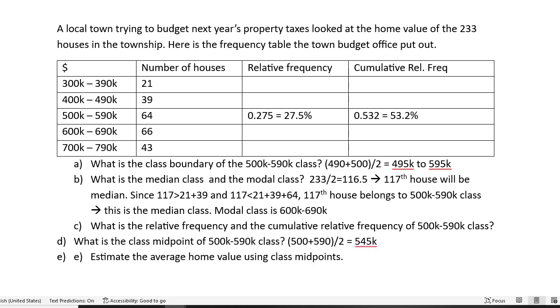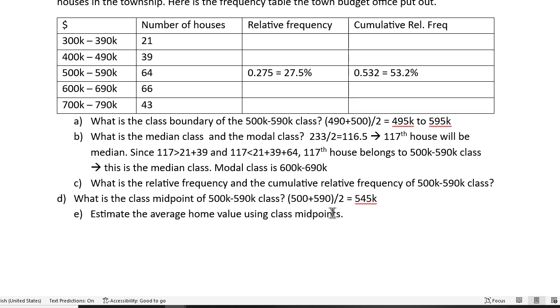Okay, now here comes the most time-consuming part of the question. Estimate the average home value using class midpoints. I want to show you how to do this by hand, but then on the exam you probably want to use the calculator. That's a lot easier to do. Okay, so let me first show you how to do this if you were to do it by hand.